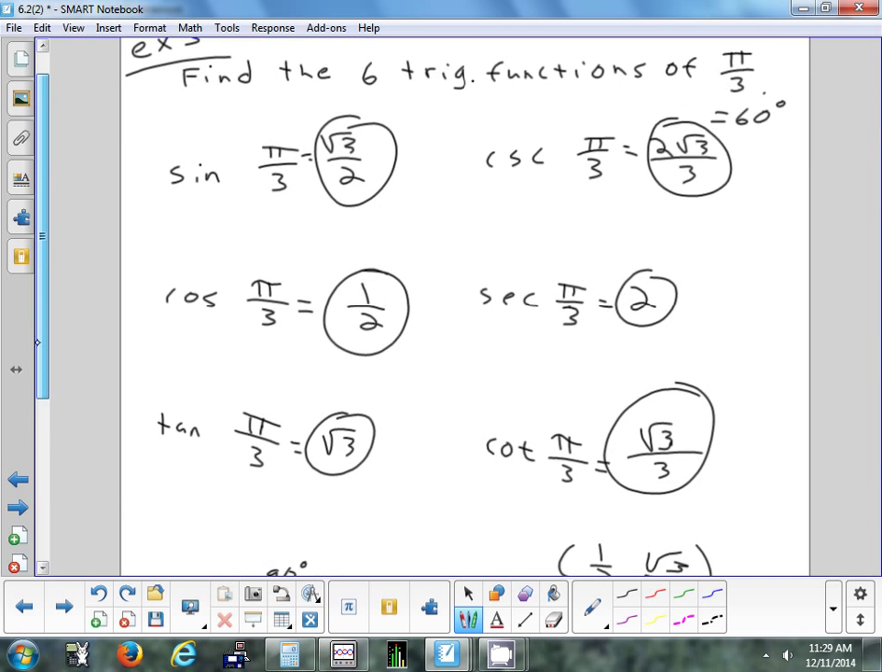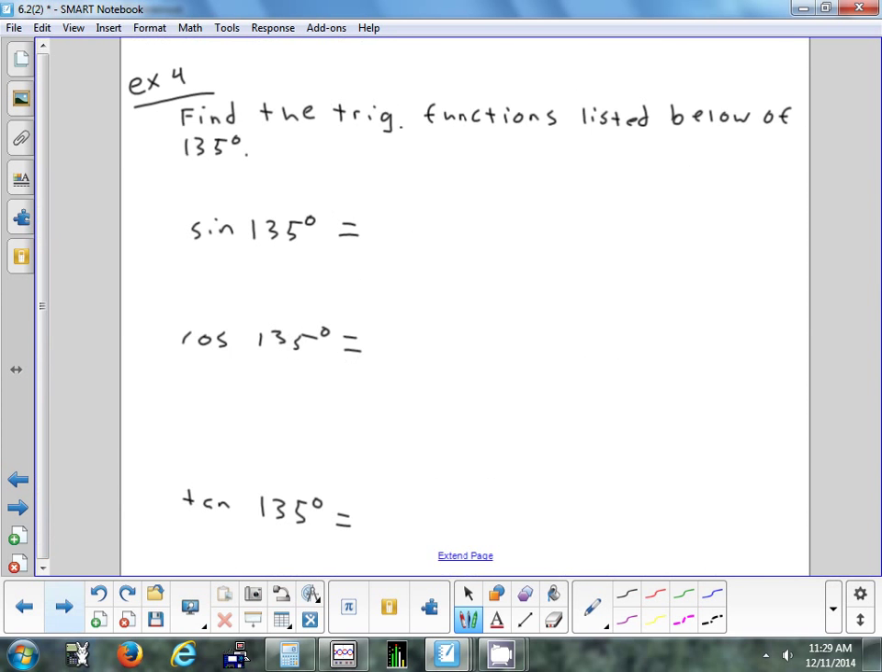Any questions on that one? Okay, so that's all for first quadrant. So let's try 135. Okay, so now we're going to extend that a little bit.